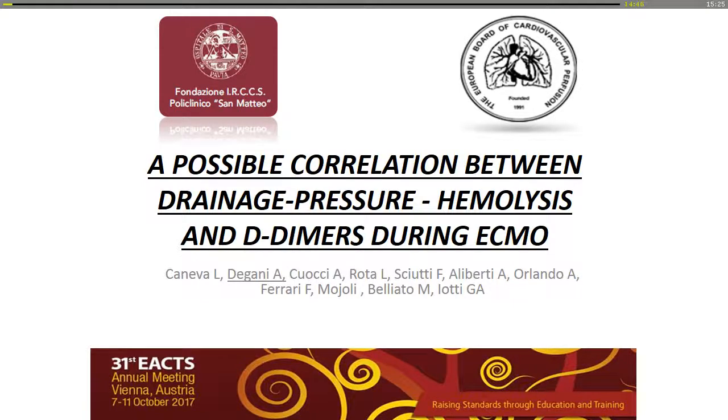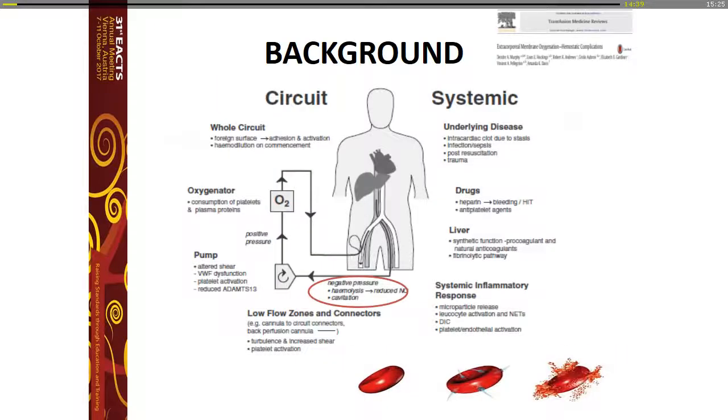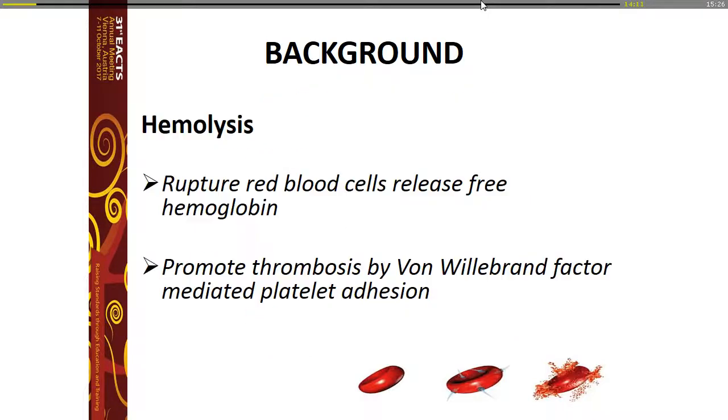In this short presentation, I will talk about a possible correlation between regional pressure, hemolysis, and D-dimer during ECMO. Hemolysis can be a difficult problem to control in patients during ECMO, and is associated with increased morbidity and mortality. Hemolysis in the patient on ECMO is most likely due to a complication of mechanical support, but could suggest an underlying condition such as intravascular hemolysis, which increases plasma-free hemoglobin.